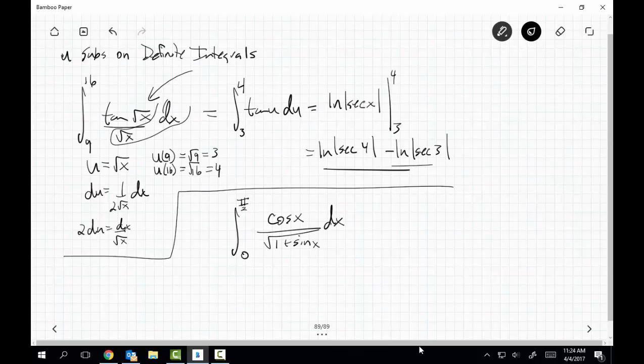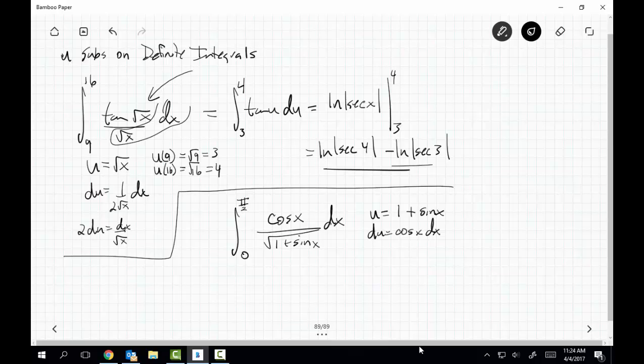Well, I know that cosine is the derivative of sine, but again, like I said before, let's grab all we can. I also know that cosine of x is the derivative of 1 plus sine of x. So now I'm snatching the 1 as well. So I've got u equals 1 plus sine of x. I know that du is equal to cosine of x dx.